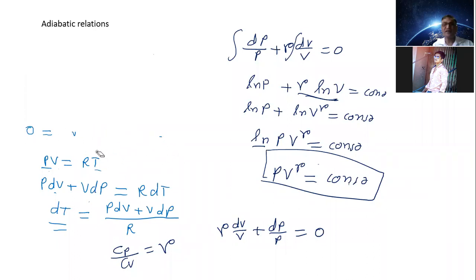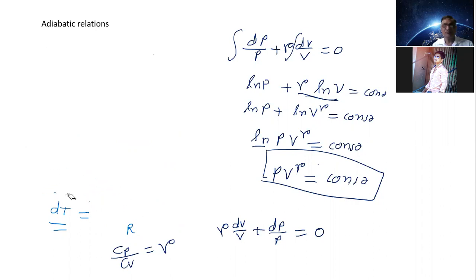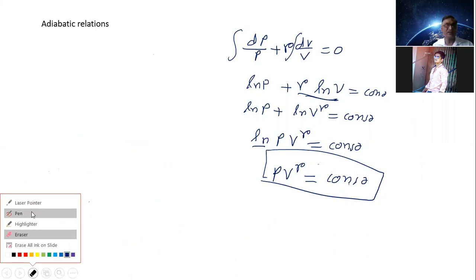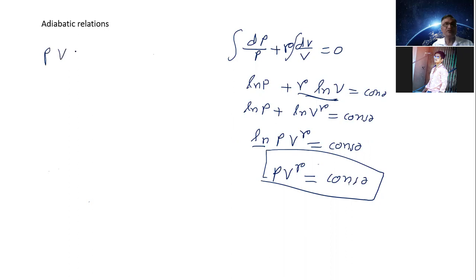Just like for isothermal change, PV is equal to constant. For isothermal change, PV is equal to constant. For adiabatic change, PV raised to gamma is equal to constant. We can also write this in various forms. That is, PV is equal to RT. We put the value of P here. Then we write here P is equal to RT upon V.